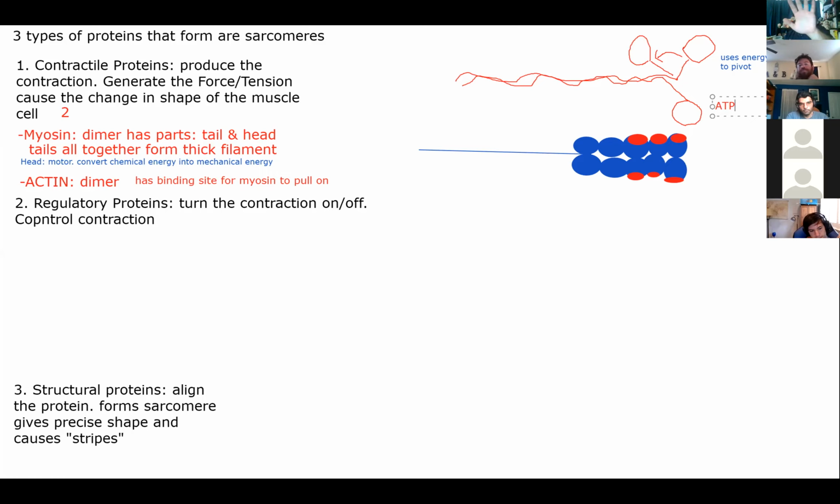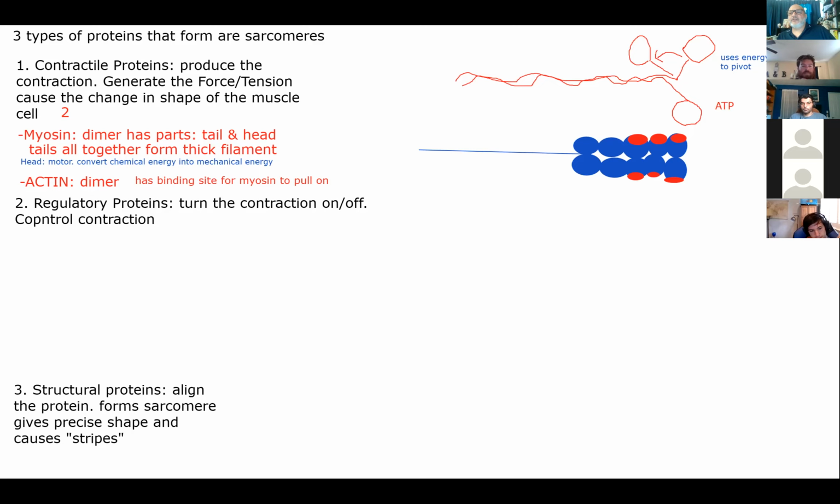What they have is this big, huge sheet of plexiglass that basically sits over the top. And because it sits over the top, you can't grab onto the handrails. And that's exactly what these regulatory proteins are.